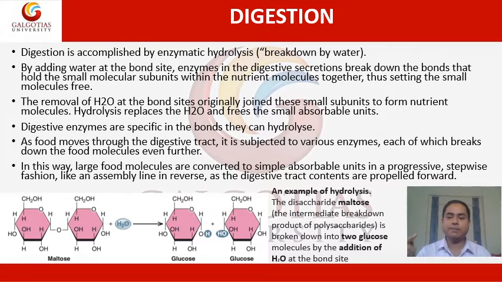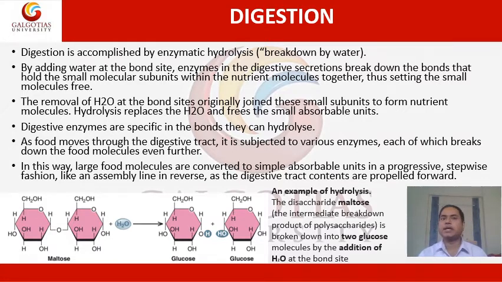Digestion is accomplished by enzymatic hydrolysis, meaning breakdown by water molecules. By adding water at the bond site, enzymes in the digestive secretions break down the bonds that hold the small molecule subunits within the nutrient molecule together, thus setting the small molecules free. The removal of water at the bond site originally joined these small subunits to form the nutrient molecule. Hydrolysis replaces the water molecule and frees the small absorbable units.